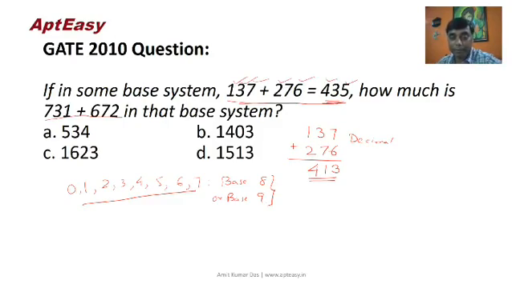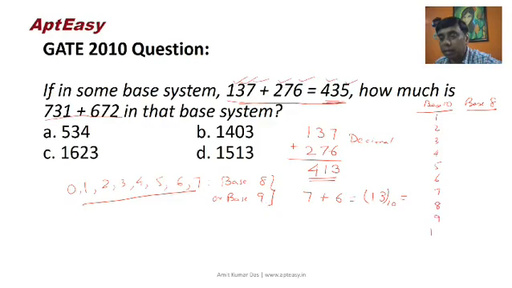Let's proceed with base 8. Now we will do a simple addition check. 7 plus 6, how much does it become? 13. So 7 plus 6 will be 13 in either base 8 or base 9, right? So if this 13 is in base 10, how much will it be in base 8? See, in base 10 and base 8, let's write the numbers: 1, 2, 3, 4, 5, 6, 7, 8, 9, 10, 11, 12, 13.